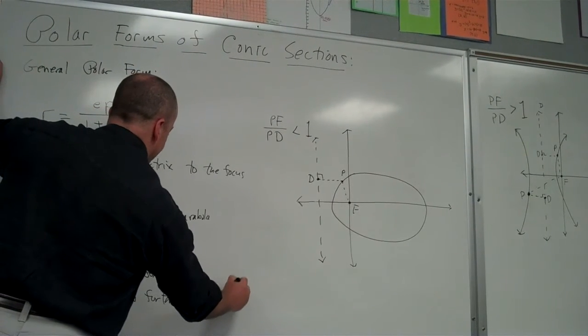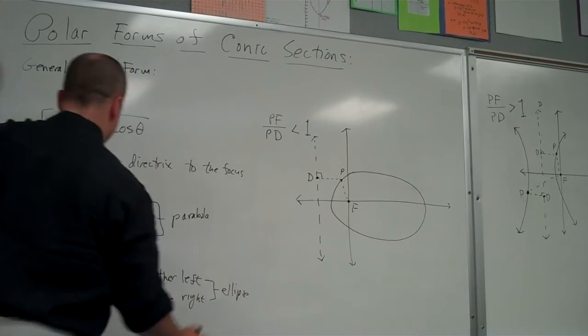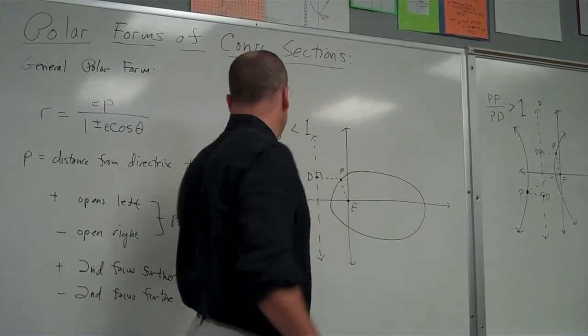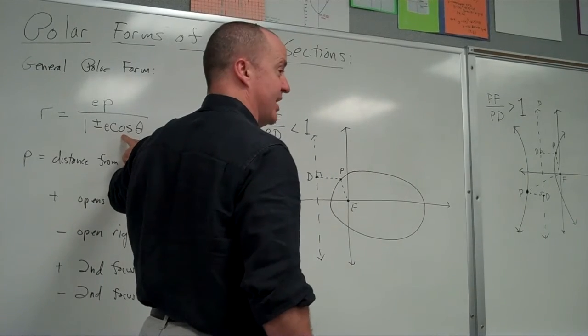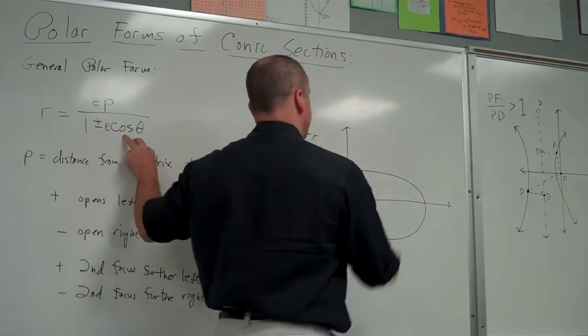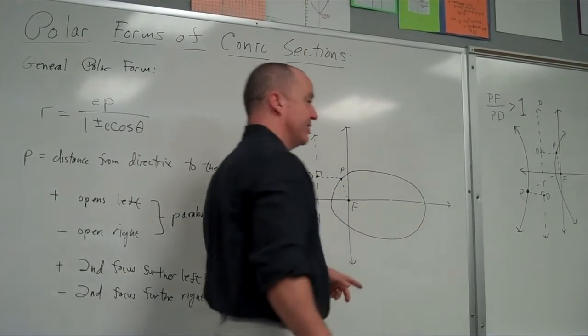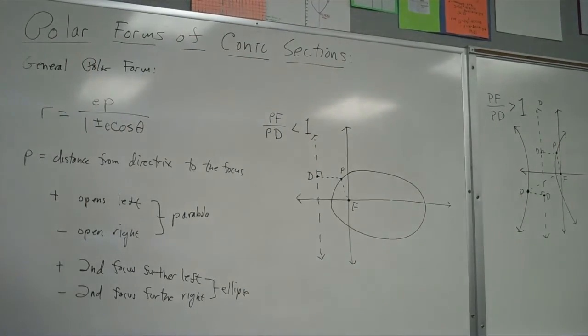And these are on an ellipse. Now, what that means is this ellipse here must be a 1 minus cosine theta. If it were a 1 plus cosine theta, this other focus would be over here, and the directrix would be over here. Oh, so it flops. Yeah.